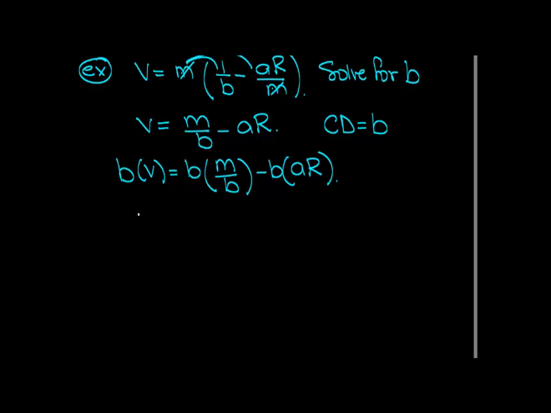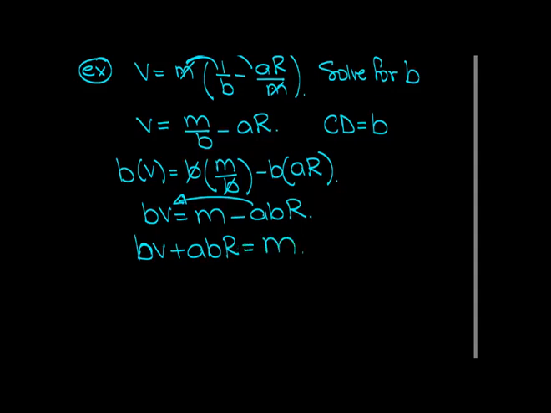Out here I just get bv. Out here the b's cancel, so we just get m minus abr. Since we're solving for b, I want all the terms that have a b in it on one side, so I'm going to move this to the left. So I get bv plus abr is equal to m. Well, I do not know what b is, I do not know what a is or r, so there's no way to combine these into one term, but I still want to solve for b. But I do notice that both these terms have a b in it, so I can factor that out.